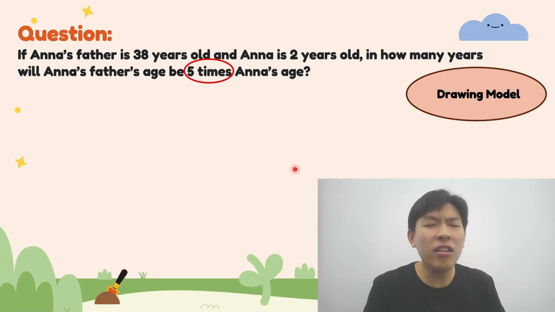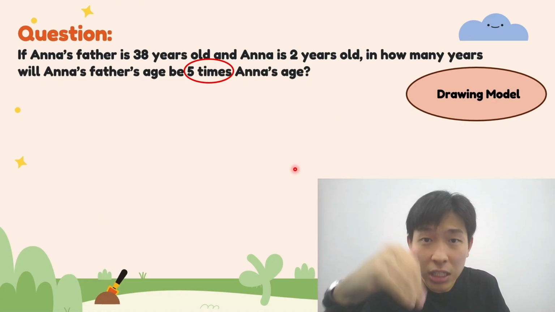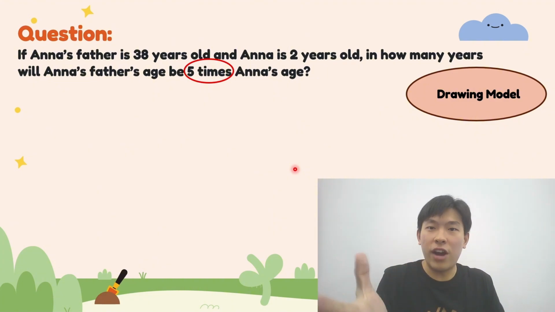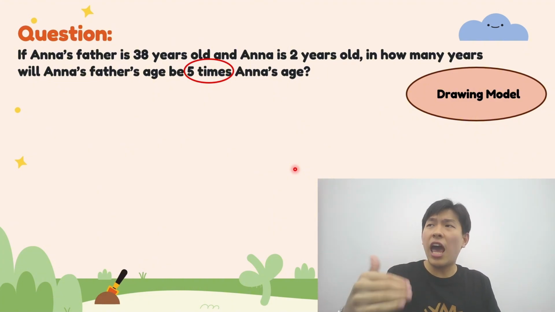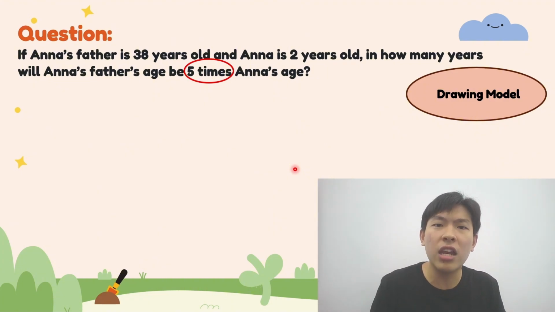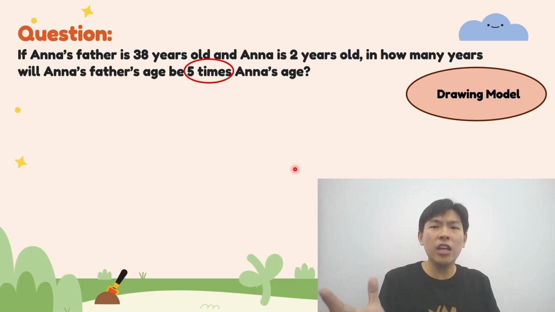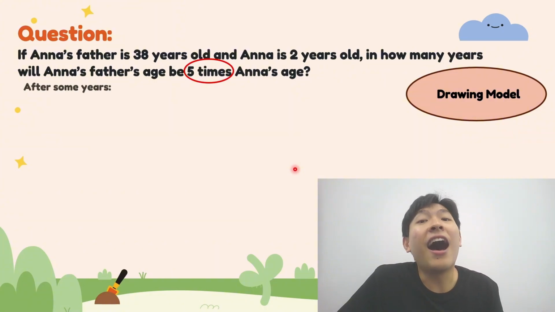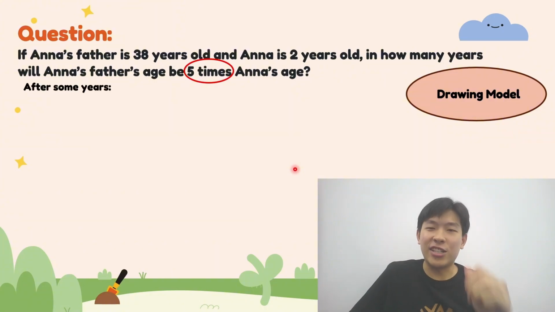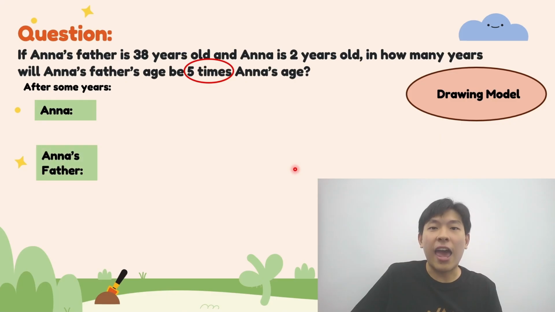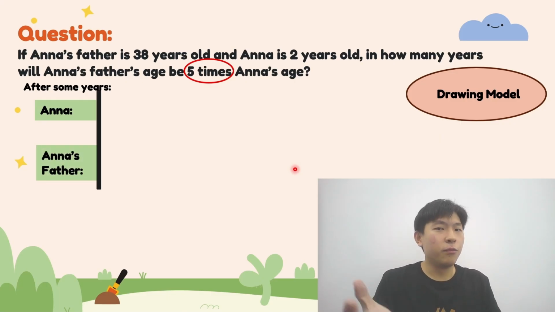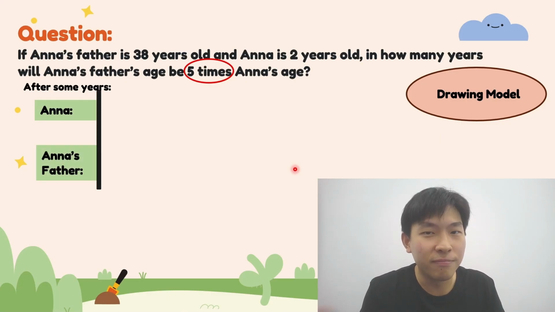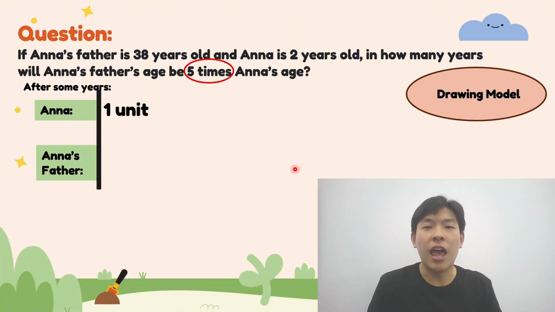Now, but the model that we draw, must it be this year? You're right, it's not this year because this year Anna's father is 38 years old and Anna is 2. The age is not 5 times Anna's age, so it must be after some years. So, let's draw our model. First, we have Anna and Anna's father. Now, what should we represent Anna's age? Perfect! 1 unit. And Anna's father will be 5 units.